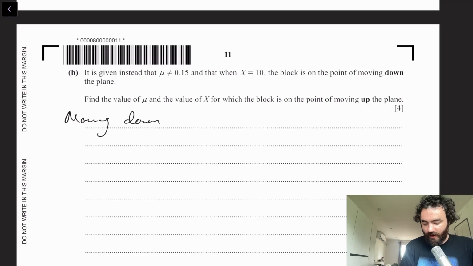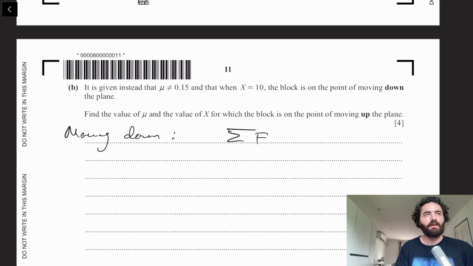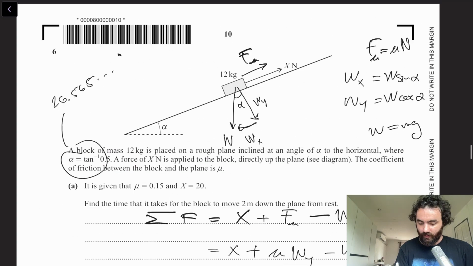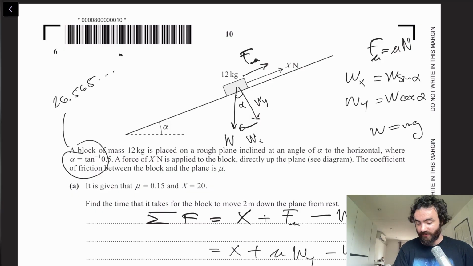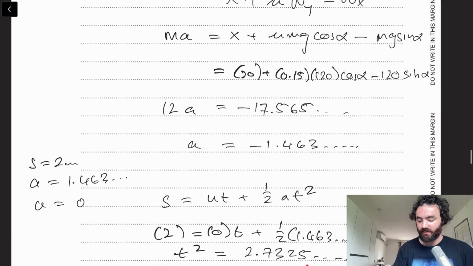down, about to move down, the sum of these forces that we calculated here, it's not accelerating yet. The sum of these forces is going to equal 0. As it's just about to move down, the frictional force is acting up, the x is acting up, and then wx is acting down. So it's basically the same thing, but this is going to be 0.